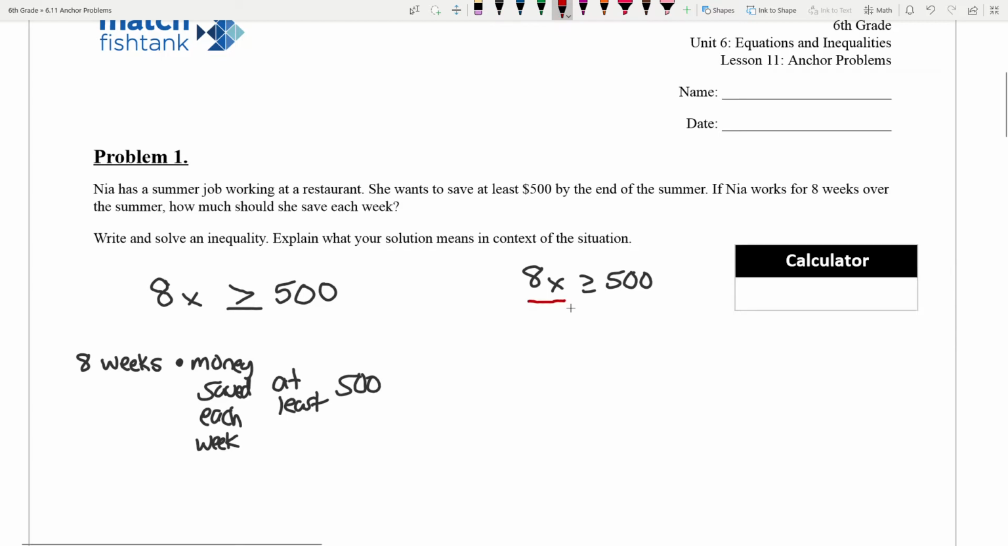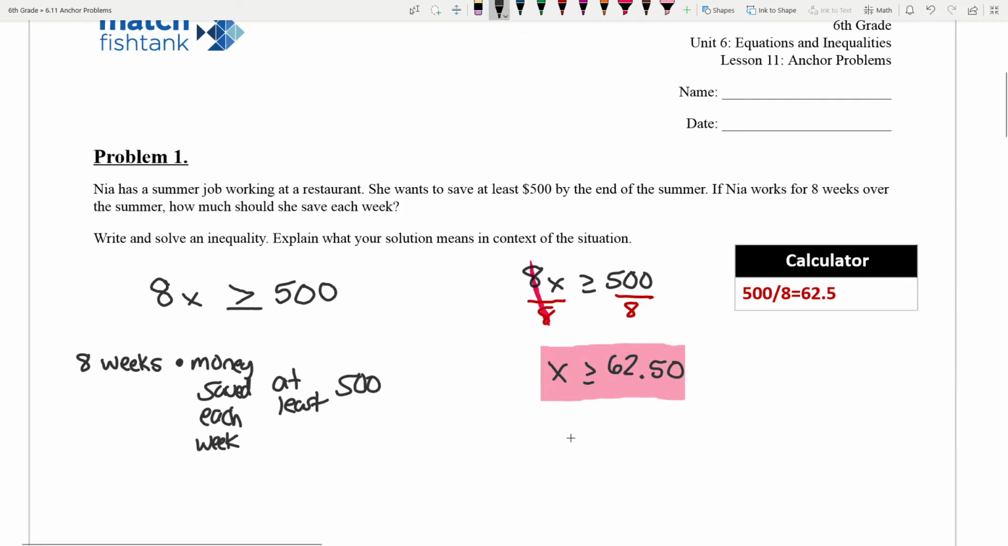And so if we come over here to solve it now, we ask ourselves, what's the opposite of multiplication? And that is division. So when I divide by 8 on both sides, 8 divided by 8 is 1, so that cancels out. We're just left with 1x, in other words, x is greater than or equal to, and as we come over to our calculator, 500 divided by 8 equals 62.5. But since we're dealing with money, we'll put a 0 in the penny place as well. So we have x is greater than or equal to $62.50.